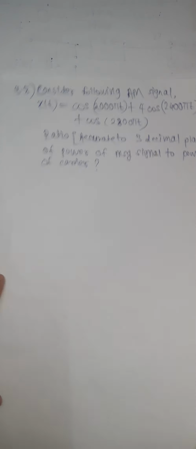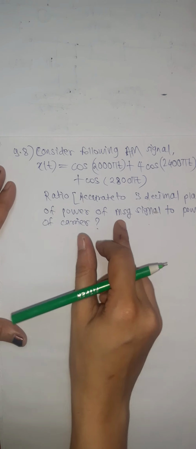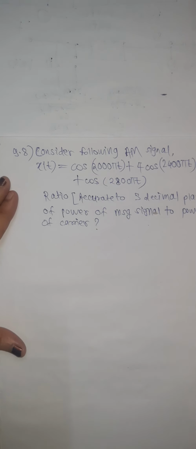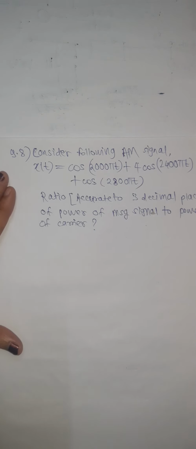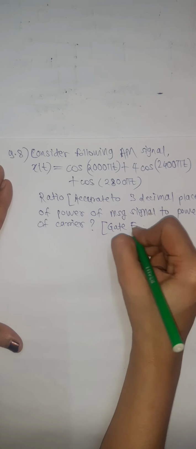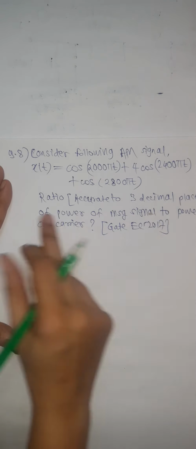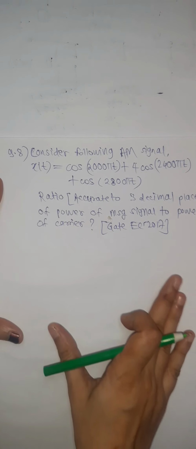Next question is, consider the following AM signal. X of t is equal to cos of 2000 pi t plus 4 cos of 2400 pi t plus cos of 2800 pi t. The ratio, accurate to 3 decimal places, of power of message signal to power of carrier is what? This question is asked in GATE EC 2017. Here the ratio of power of message signal to power of carrier signal is asked.